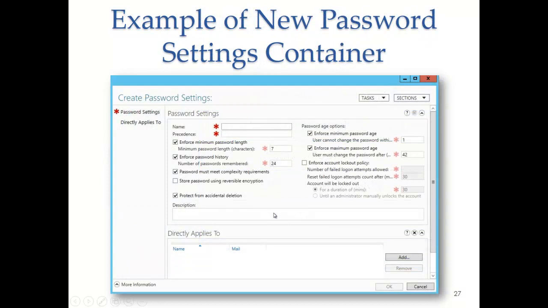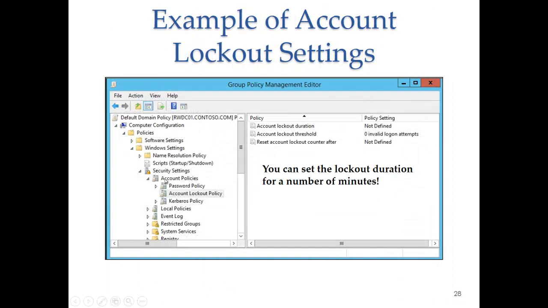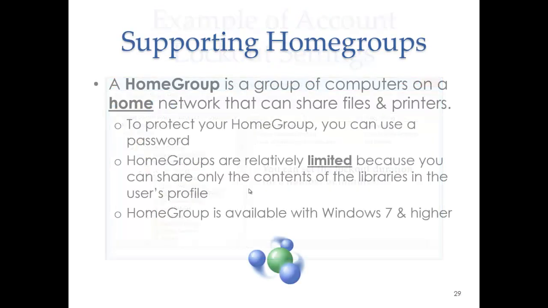An example of a new password settings container kind of looks like this. And then everything we just talked about right here is checked off that you can use and adjust the settings. An example of the account lockout settings. Here's the account lockout duration, where maybe you're locked off for 15 minutes or whatever. So the threshold, how many attempts, etc. So those are examples of those lockout settings.